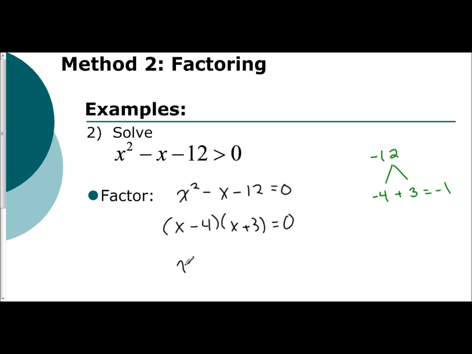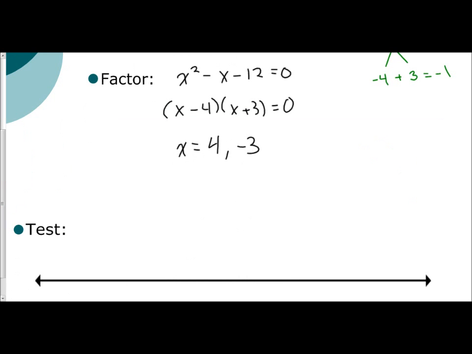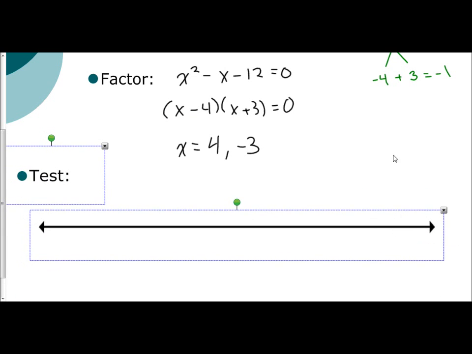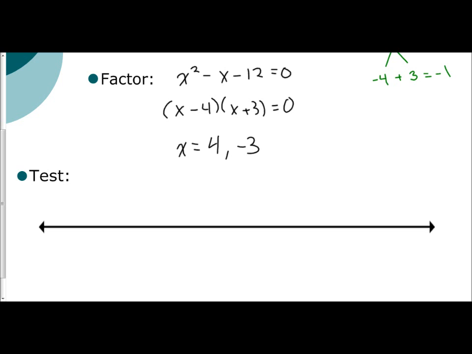So your solutions, x minus 4 equals 0 is 4. X plus 3 equals 0 is negative 3. So I have my solutions, and what I'm going to do is mark those solutions on my number line. And so I have a solution of negative 3. So here's negative 3, we'll say. I have a solution of 4.